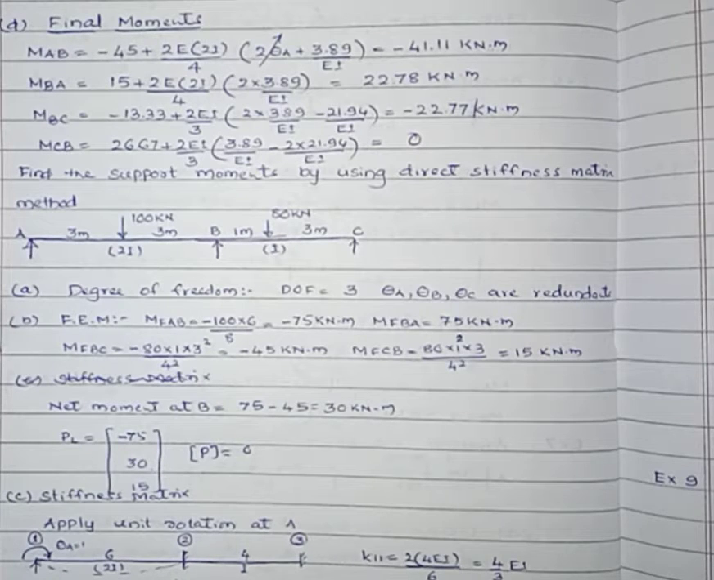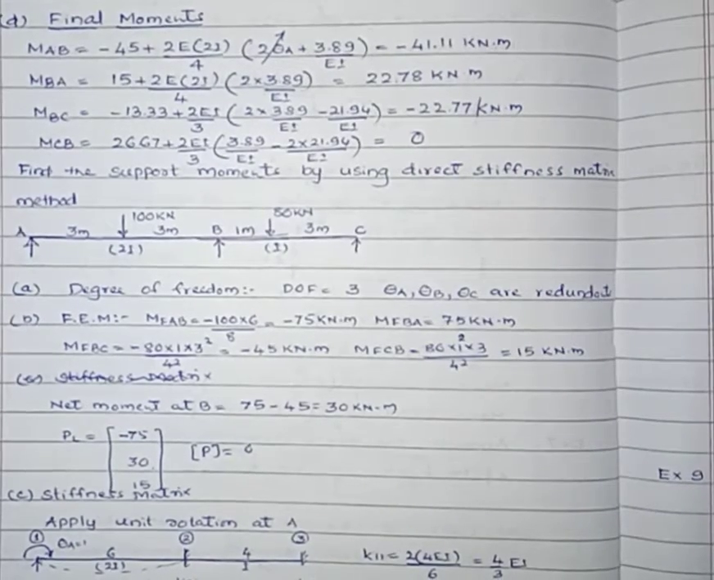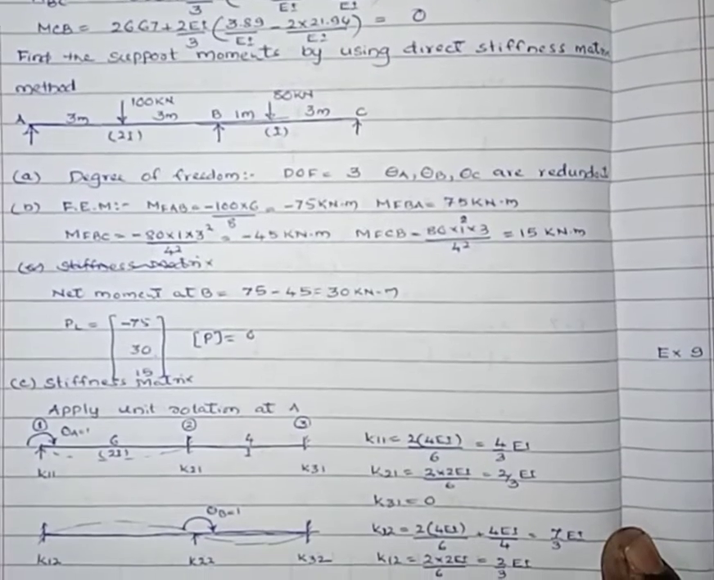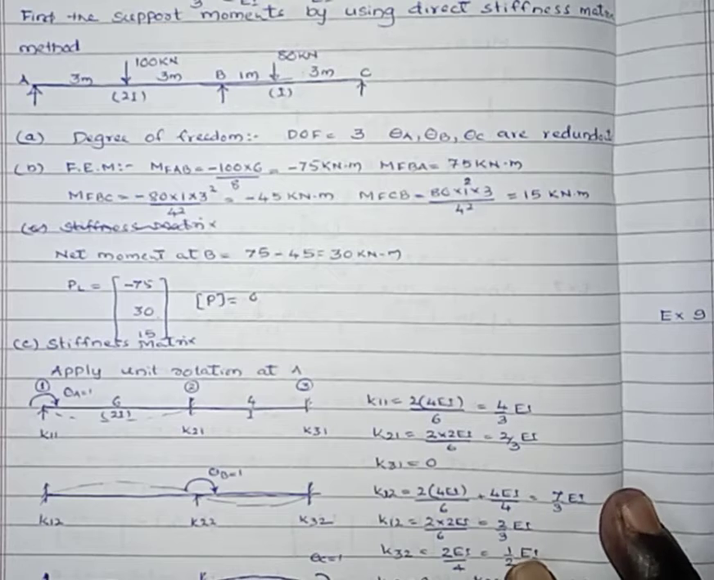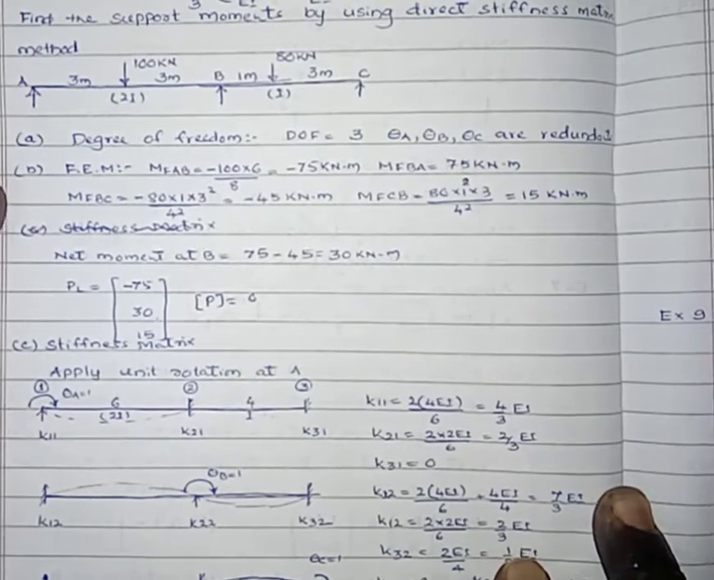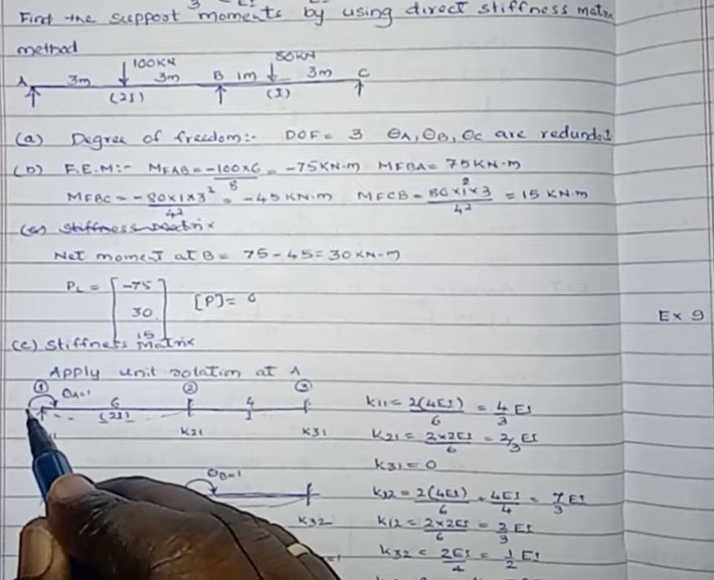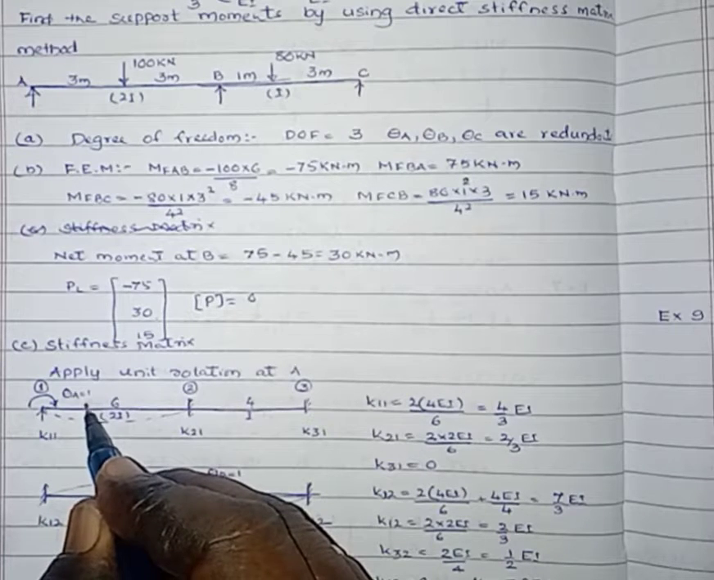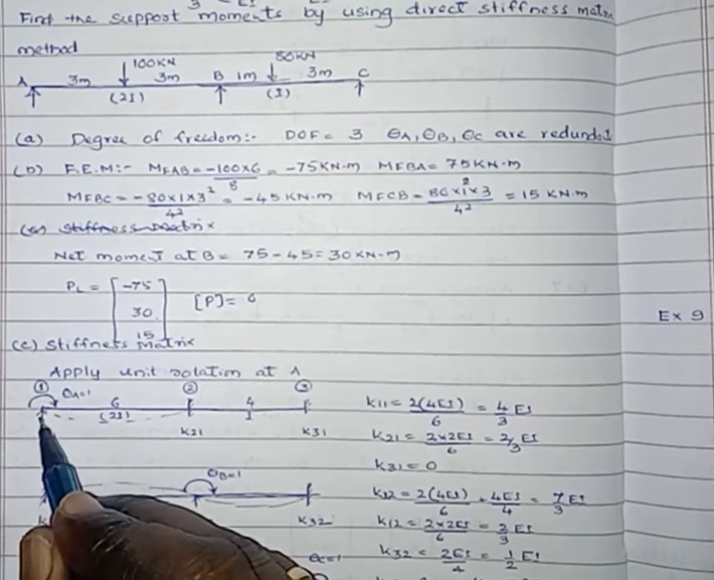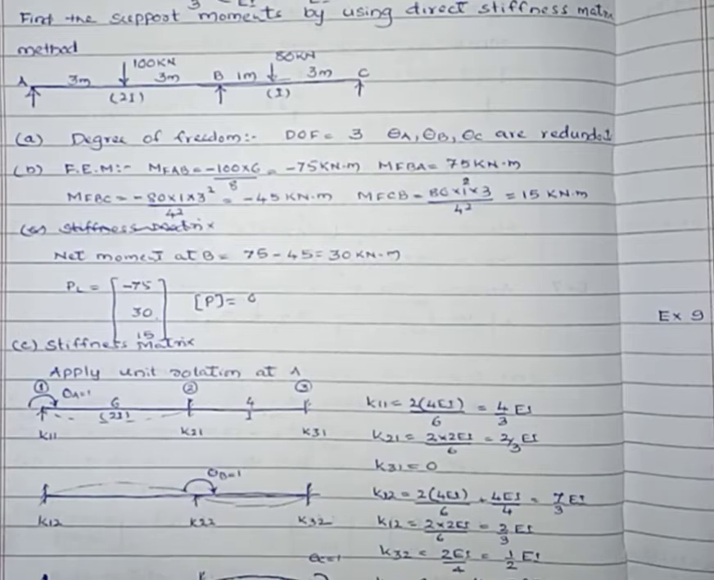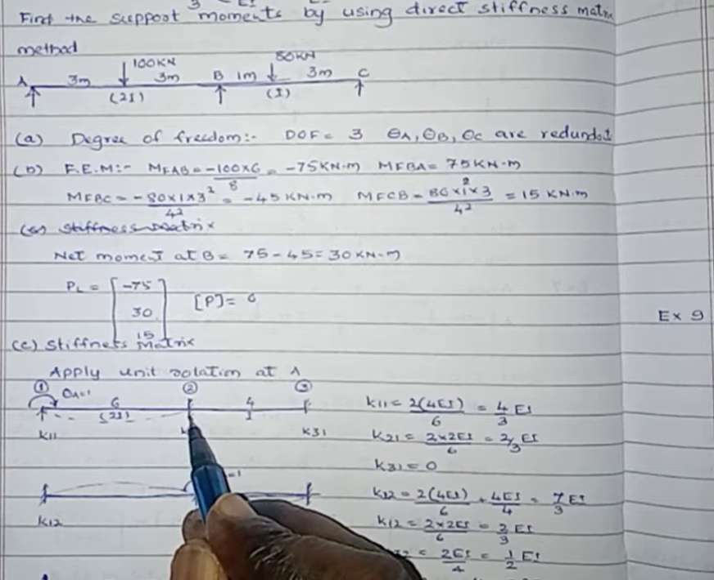Then the next step is to calculate the stiffness matrix by applying the unit rotation at coordinates 1, 2, 3 separately. First we will apply the unit rotation at coordinate 1. Here we have to assume that the direction of the unit rotation is clockwise, that is theta A equals 1, by keeping all the supports as fixed supports. Then due to the unit rotation applied, the deformation may take place like this.